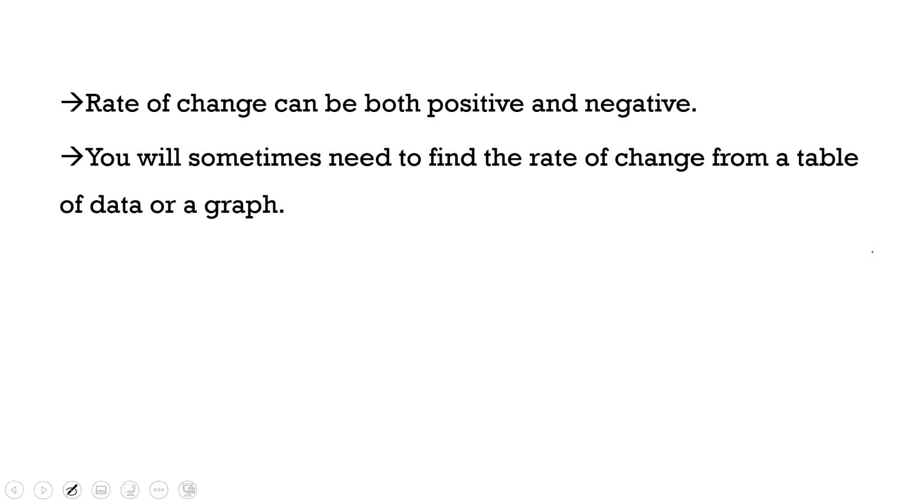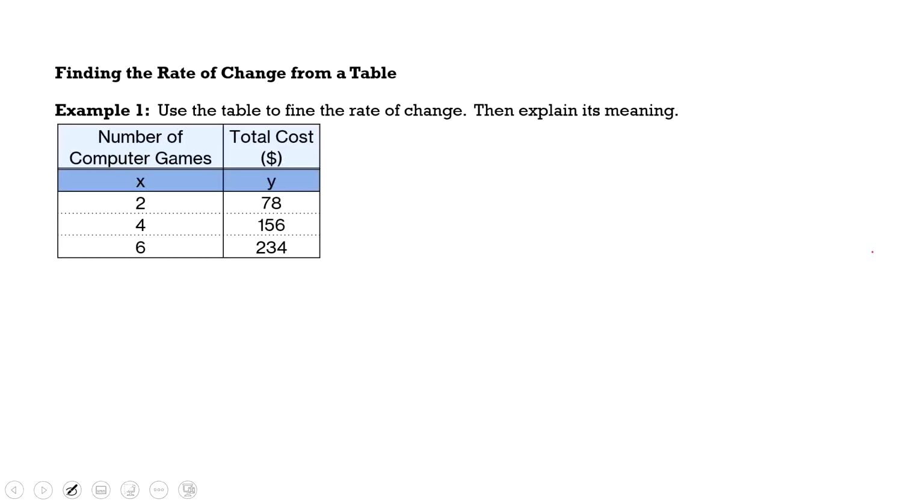The rate of change can be both positive or negative. And sometimes we'll have a table or a graph to do it from. So it's either or, a table or a graph. Sometimes you'll get both, but we'll be figuring out both today. First example, we're going to figure it out from a table. So we want to use this table to find the rate of change and explain what it means. So rate of change, yeah, it's great, we can calculate it, but what is it actually telling us?